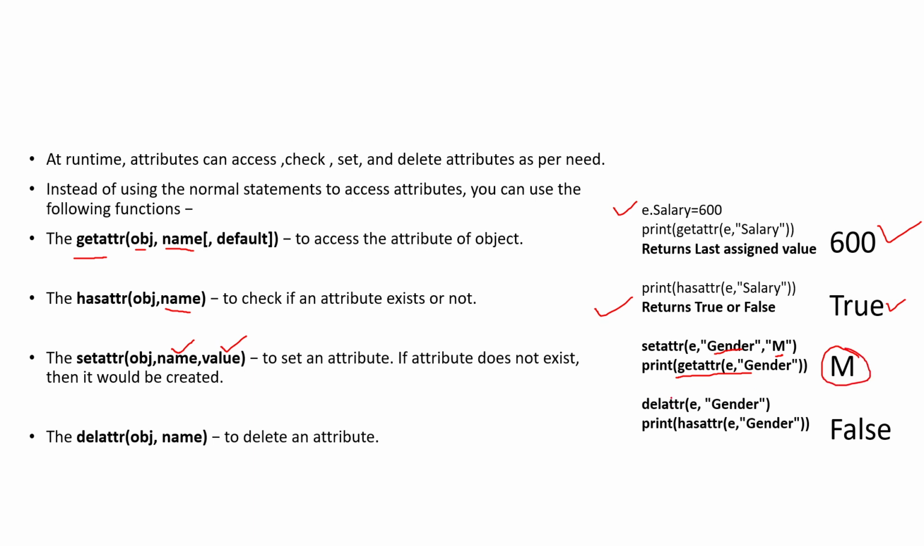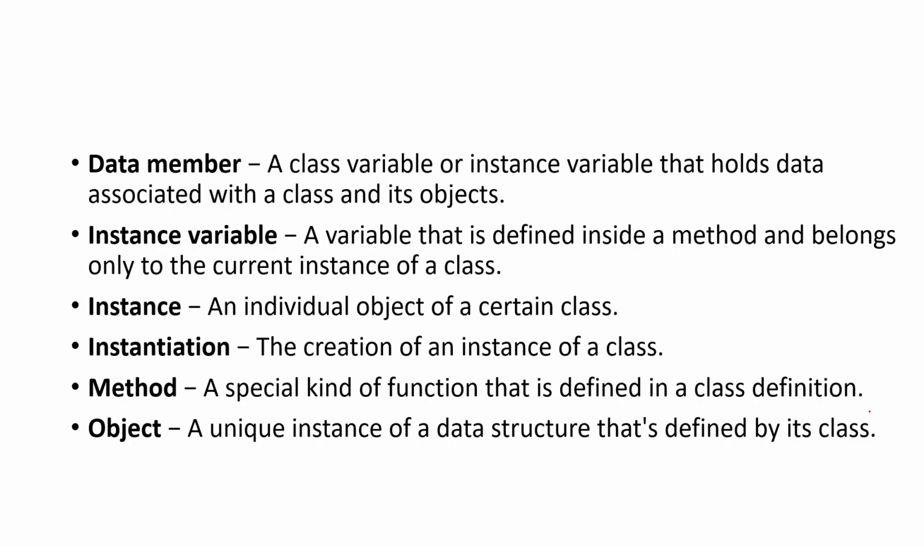I don't want that gender, I have to delete it. I can use delattr, which will delete that attribute. The gender attribute is going to be deleted. Just to confirm whether it is really removed or not, I can use hasattr. The first parameter is the object, the second is the attribute name. So here, since it is deleted, it returns false.